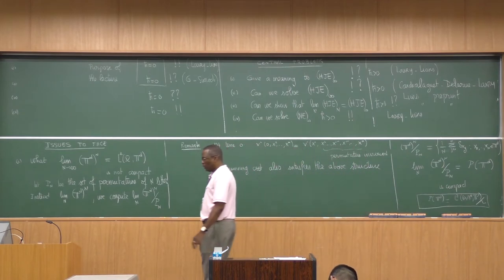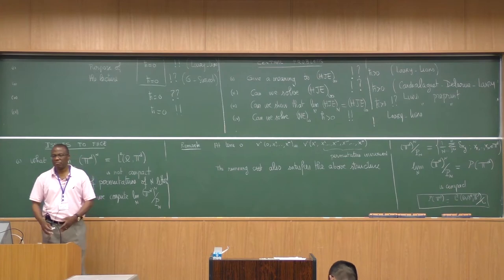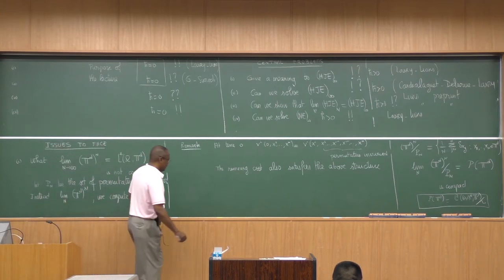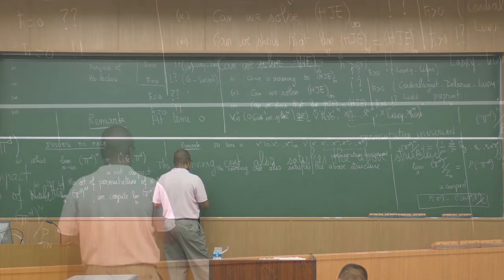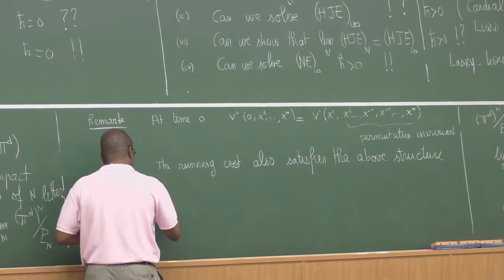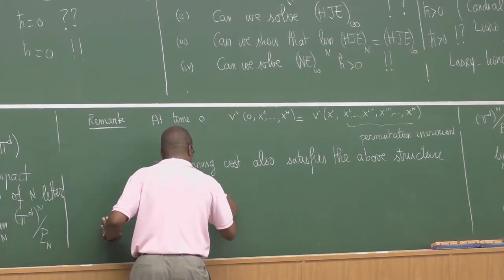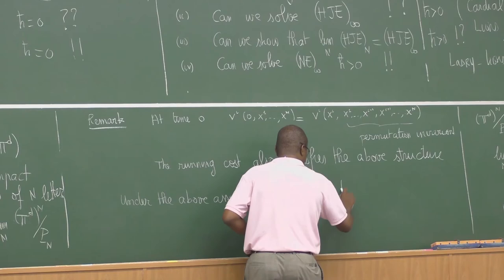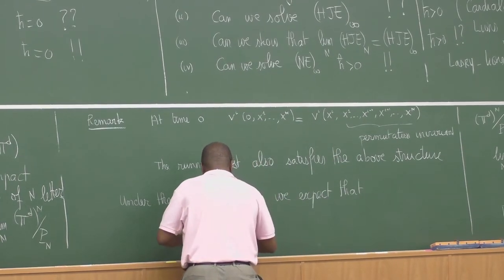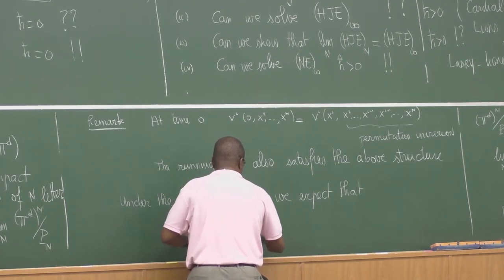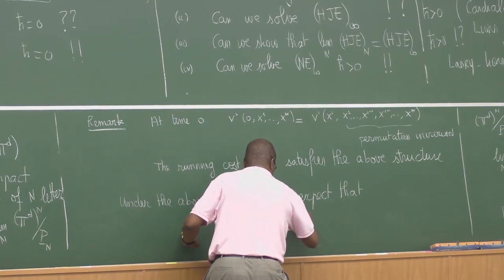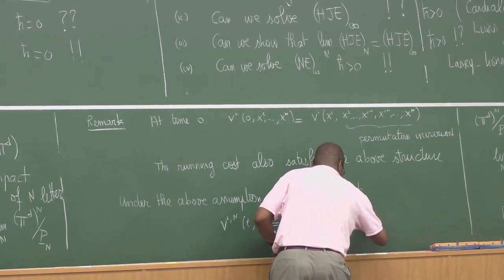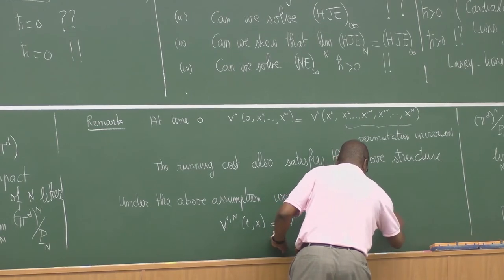So now let me make what I will call a postulate, but if you do some computation, it becomes very natural to make that assumption. Under the above assumption, we expect that Vi n of t, x is of the form Vn of t, Si, 1 over n minus 1, sum j not equal i, delta Sj.